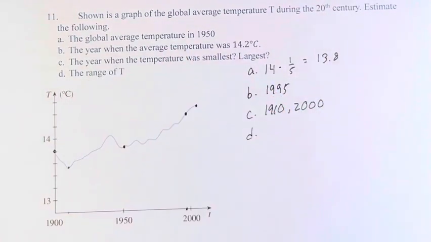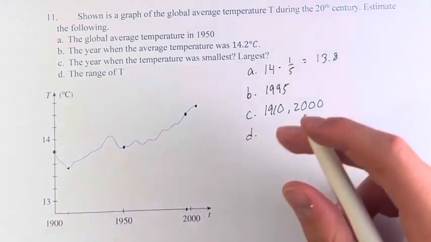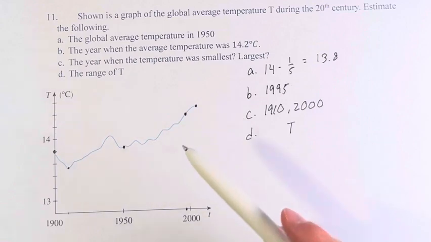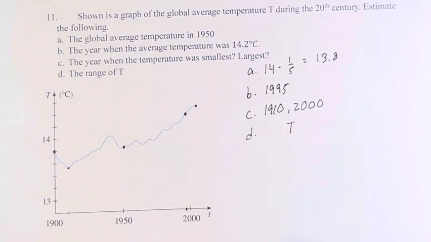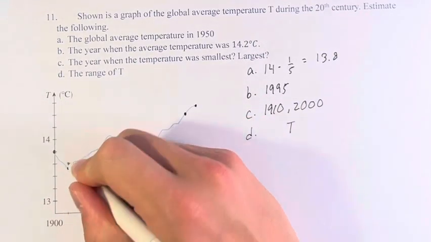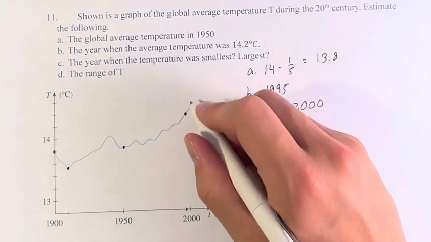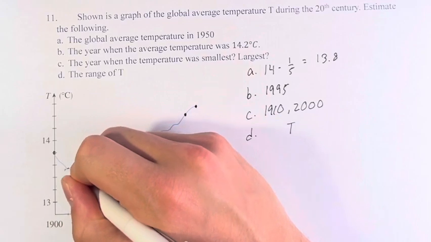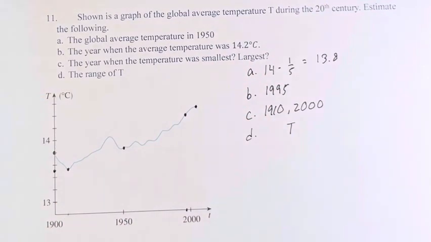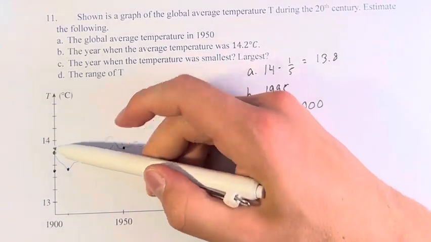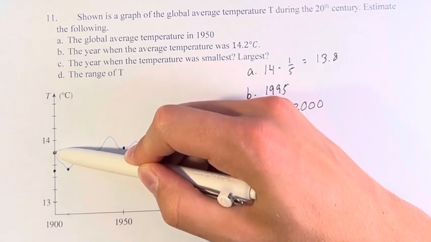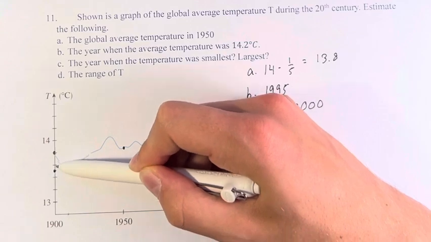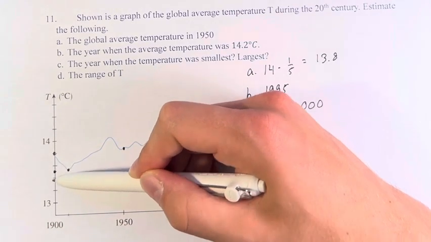And finally, for D, the range of T, this is the difference between the minimum and the maximum value, which we just found the dates for. So the value of this point in T and the value of that point. The value of this point, we just see is right about here. So we go down by 1/5. So we go 14, 13.8, 13.6, 13.4. Halfway between 13.6 and 13.4 is 13.5.